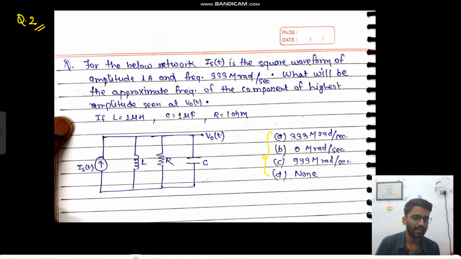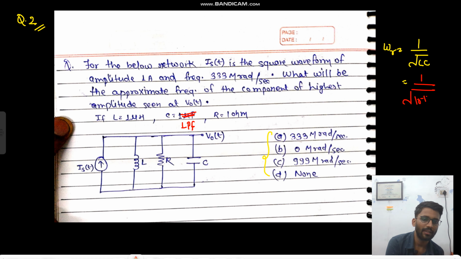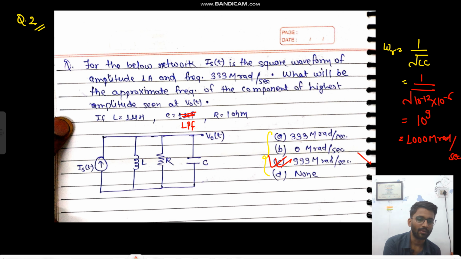At the resonance frequency, right? So what is the resonance frequency? Omega R equals 1 by root LC. Here, this we need to modify, this is 1 picofarad. So it would be 1 upon root of (10 to the power minus 12 into 10 to the power minus 6), so it would be 10 to the power 9, around 1000 mega radian per second. So what is the nearest value? This one. But this is wrong.